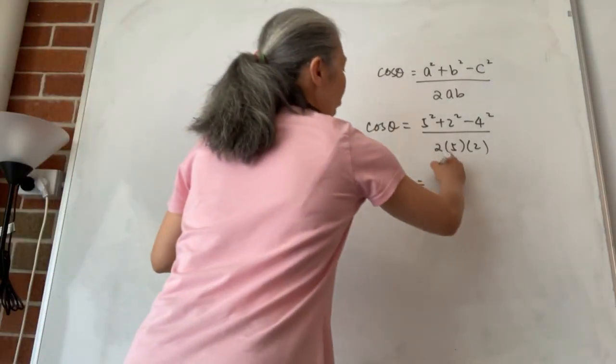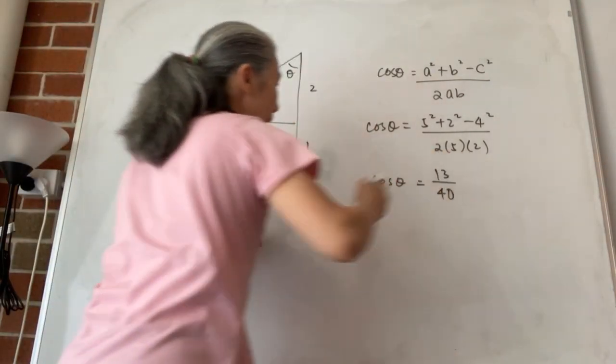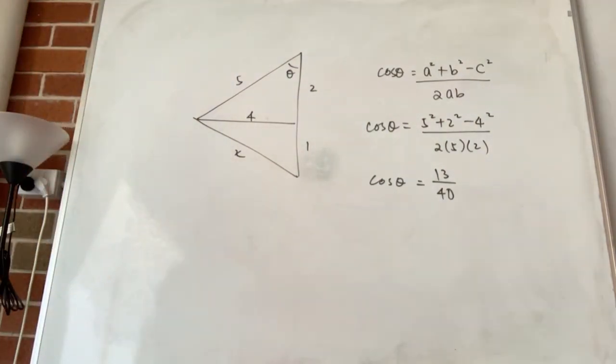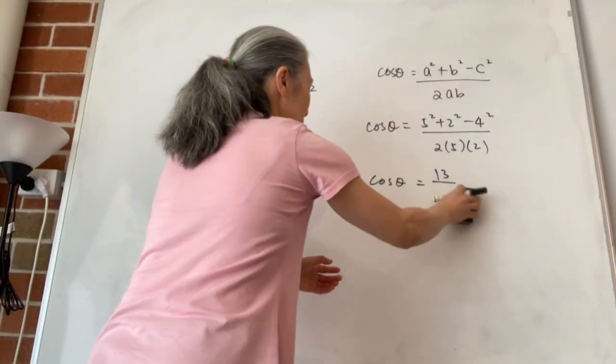13 over 40. Okay, so you have that. Wait, 40? I might have been mistaken. It should be a one. Oh, this is a 2 instead of a 4. Yes, I made a mistake. 13 over 20.